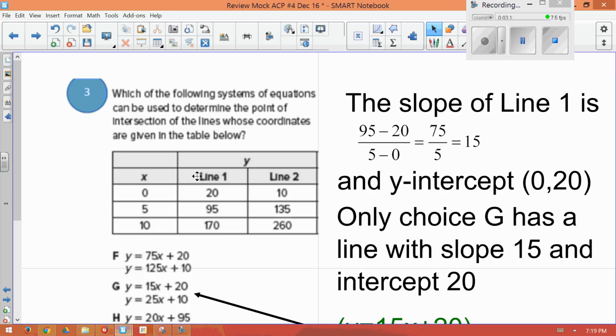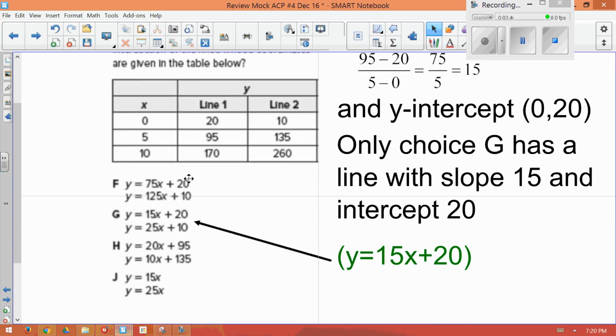Told you I'd be moving. Which of the following systems of equations can be used to determine a point of intersection of lines whose coordinates are given in the table below? So here are the x values, and you've got 2 sets of y values. You pair line 1 with x, that's one line, and then the x and y for line 2. So you're going to get 2 equations out of this, one for this group and one for this group.